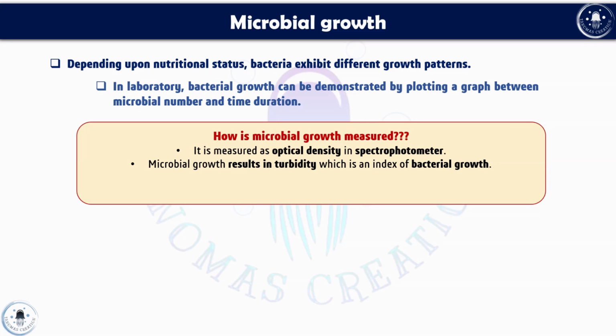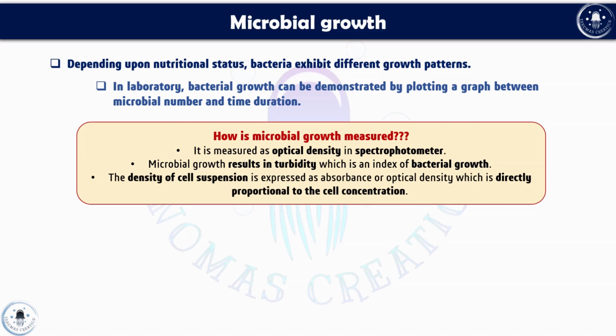Right. So suppose we have done a fresh culture of some bacteria, and after an incubation period, after 24 hours or 48 hours, whatever, you will see that your transparent media has turned into turbid media. Okay. This turbidity is a sign that your bacteria has grown in your culture media. Okay. So this turbidity is an index of bacterial growth. This shows the bacterial growth.